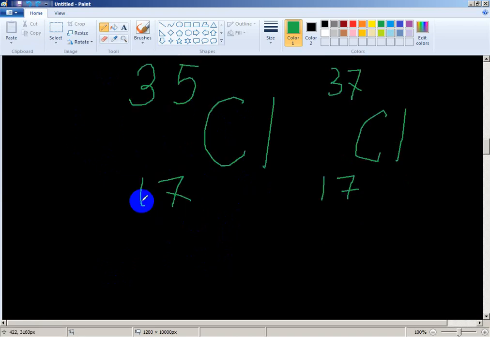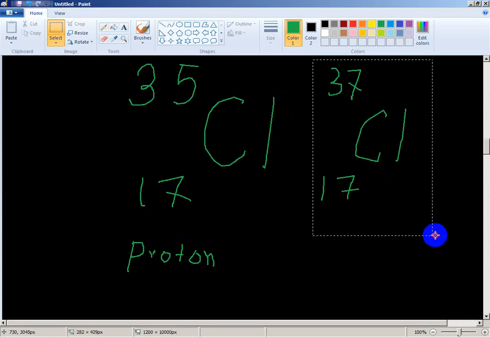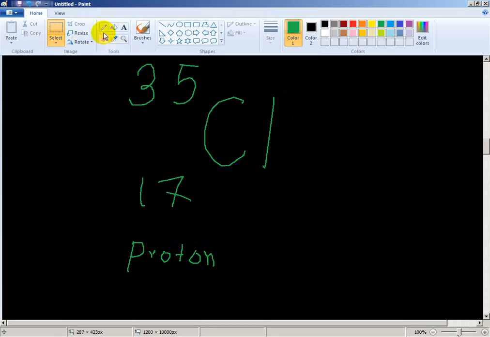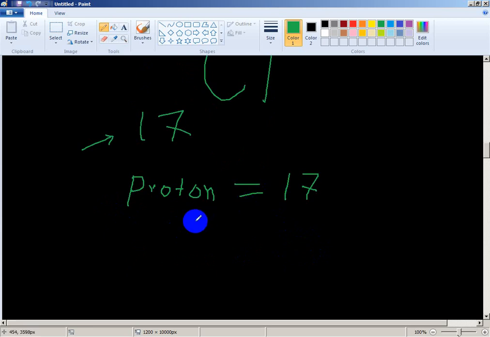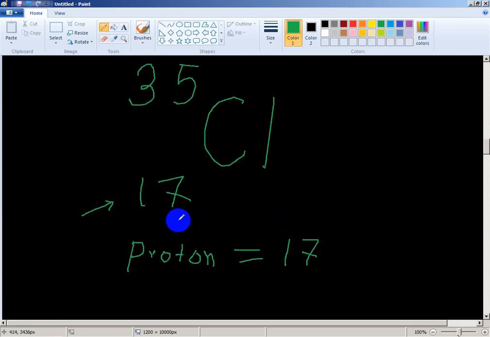So atomic number means proton number. How much is the proton number for this element? What is proton number? The atomic number is the proton number. This is 17. Unmute everyone. Proton number is 17. What is the electron number?